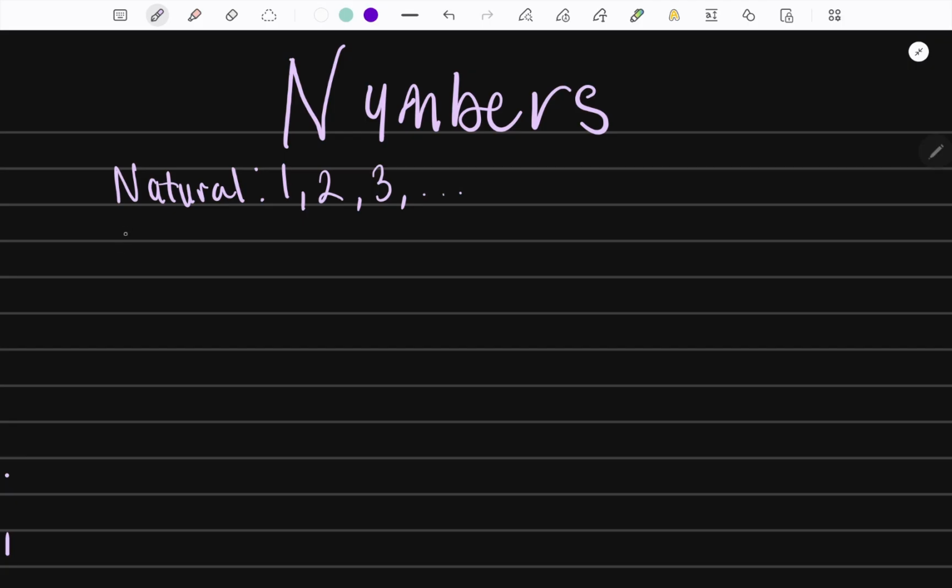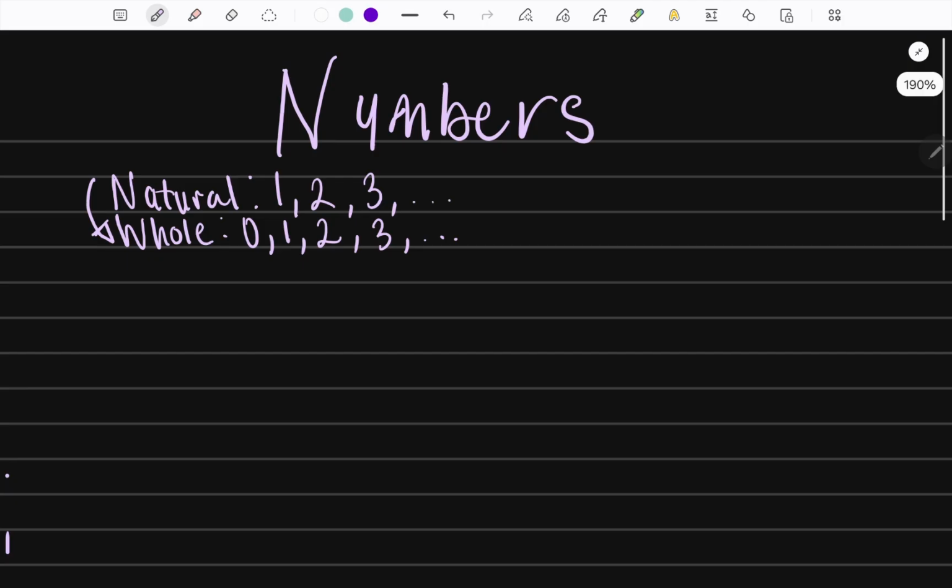And then we have whole numbers. Now, whole numbers are a set of natural numbers, but it just includes 0. So starting from 0, 1, 2, 3, and so forth.